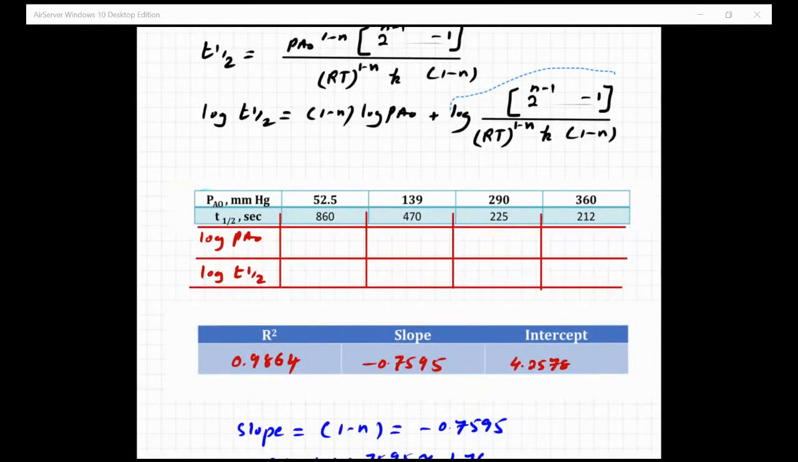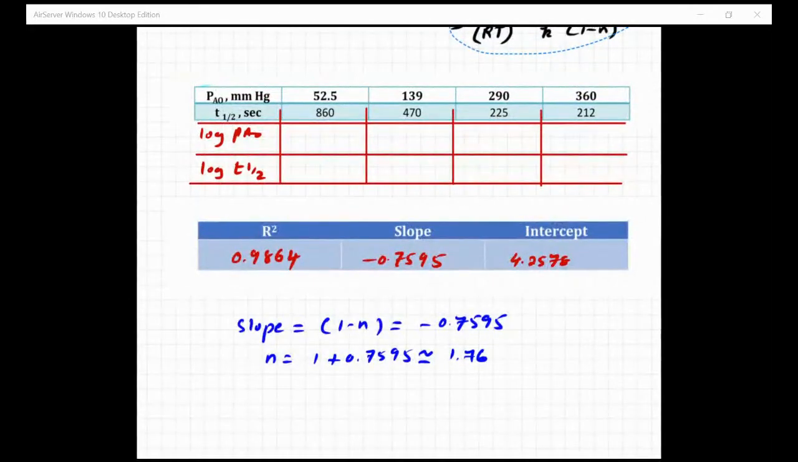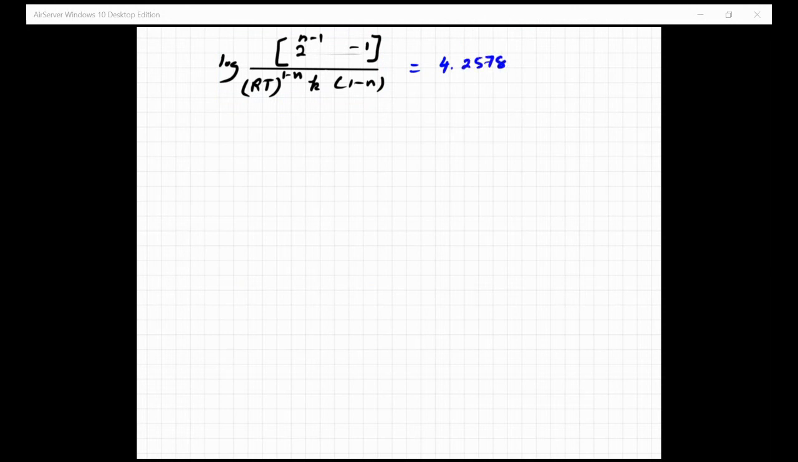From the intercept. This is the intercept. Okay, so we'll take it here, and we are going to use it here. So this is the intercept. It is equal to what? The value is equal to 4.2578. I need actually to find this here alone.